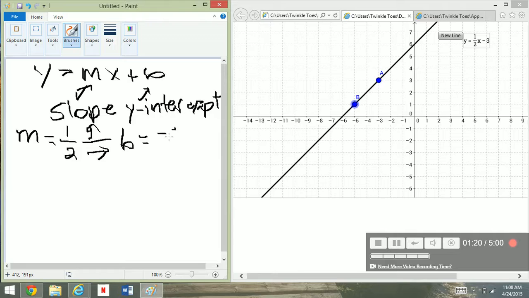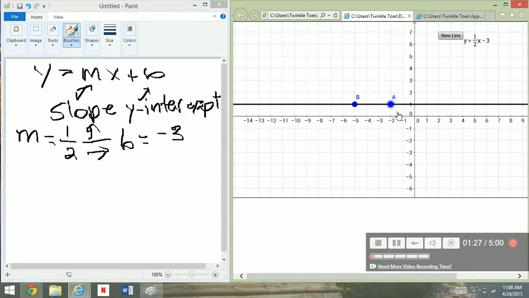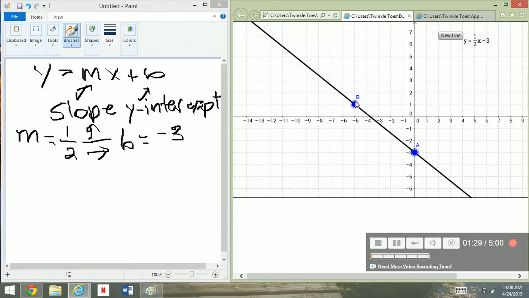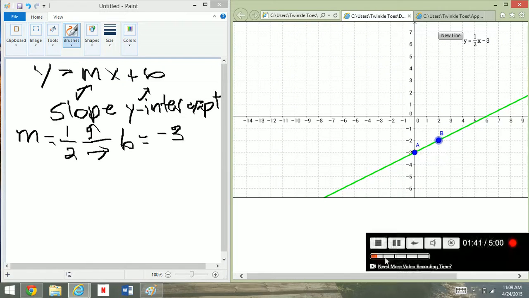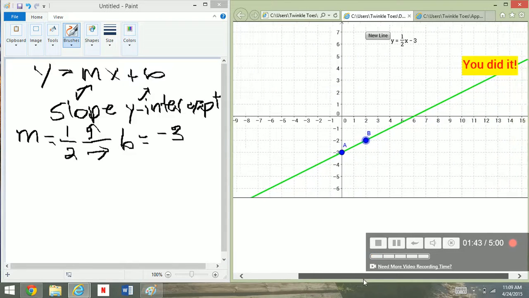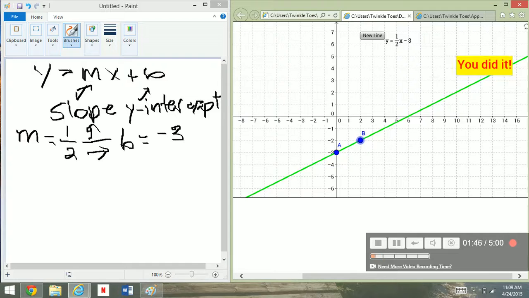So the first thing I want to do is graph the y-intercept of -3. So I'm going to make my first point at -3 on the y-axis. From there, I'm going to use the slope that says go up 1 and to the right 2. Draw my second point. From 2 points, we can draw a line. And so I did it. I drew the line for y equals 1/2 x minus 3.